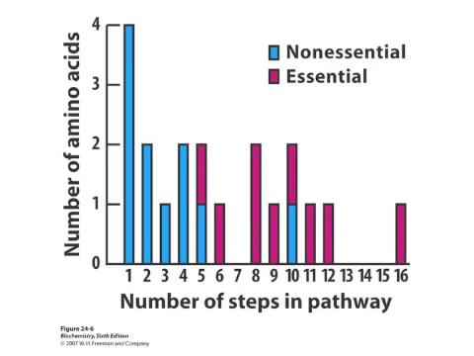This graph shows the number of steps that it takes to make amino acids. The non-essential amino acids are shown in blue, and the essential amino acids are shown in red. The number of amino acids in each category are indicated on the y-axis, and the number of steps in the synthetic pathway are shown on the x-axis. We can see from this diagram that most non-essential amino acids have 4 or less steps in their synthetic pathway. The majority of essential amino acids have 5 or greater steps in their synthetic pathway.